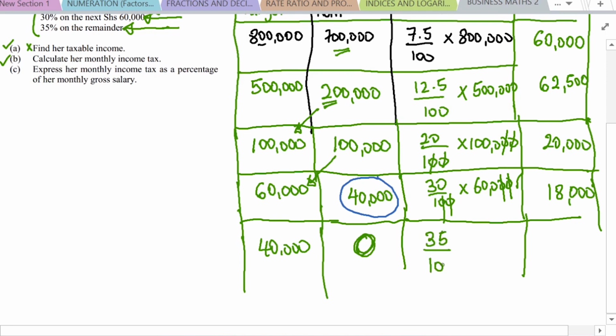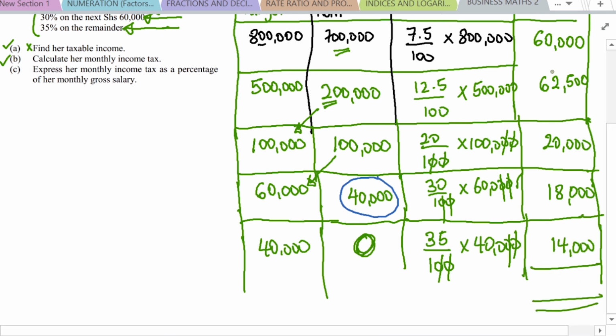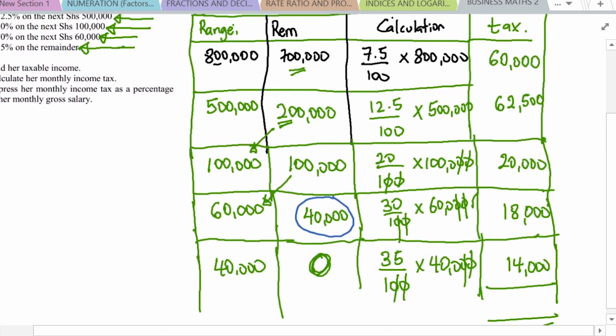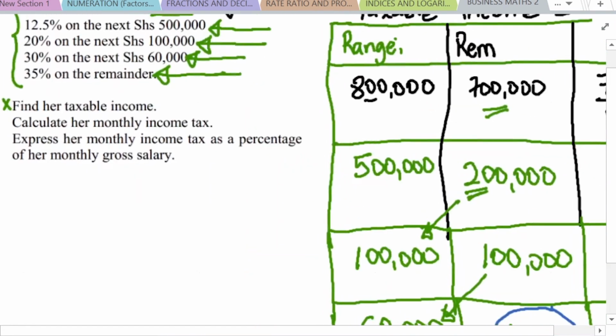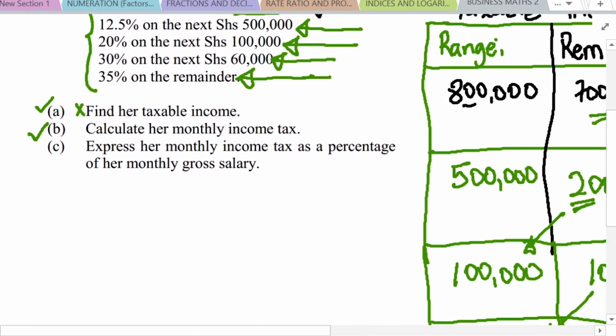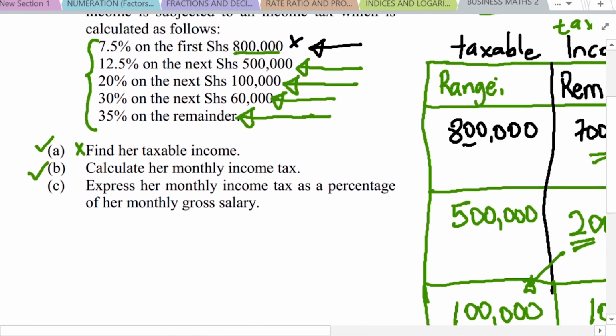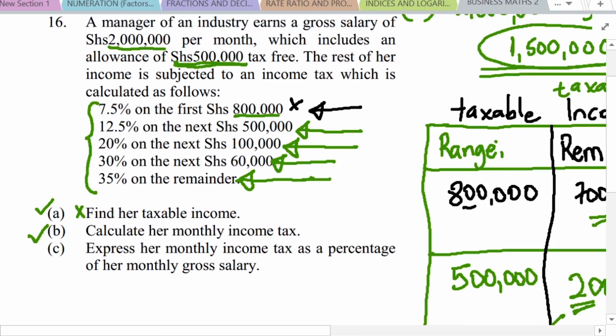So it's 35 over 100, multiply that by 40,000. So when you multiply this times that, you end up with 14,000. So you add up all the tax in this column, the column for tax, and you end up having 174,500. That's how much income tax is paid. So we have answered part B. Calculate her monthly income tax, and that is her monthly income tax.